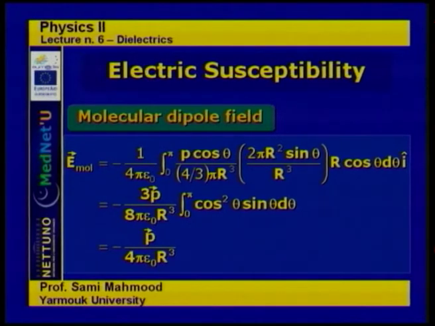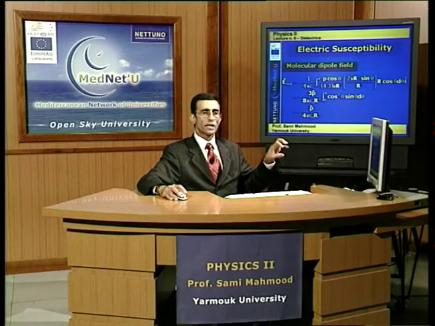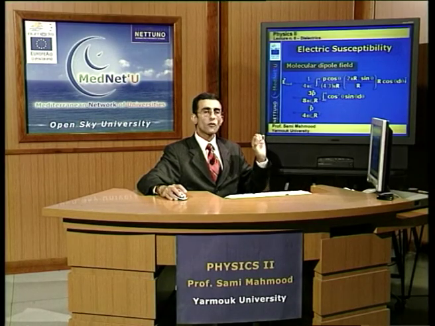And this is minus 3 times the moment p over 8 pi epsilon naught r cubed times the integral, just simplifying, from 0 to pi of cosine squared theta sine theta d theta. If we perform this integral of cosine squared theta sine theta d theta from 0 to pi, we obtain the result that the E molecular field is equal to minus the moment of the molecule divided by 4 pi epsilon naught r cubed.